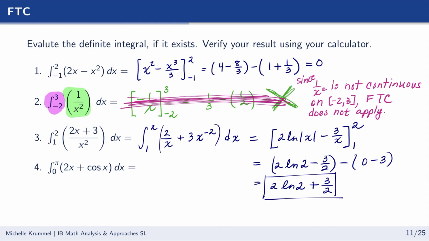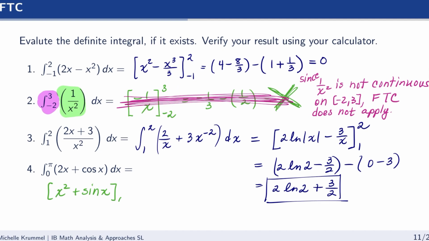Now, if we tried to check this one using Math 9 on the calculator, it's going to give us a decimal value. So if we need the exact value, we're going to have to work this one out by hand. And our fourth example here, so we'll find our antiderivatives. It's going to be x squared plus sine x. We're evaluating from 0 to pi.